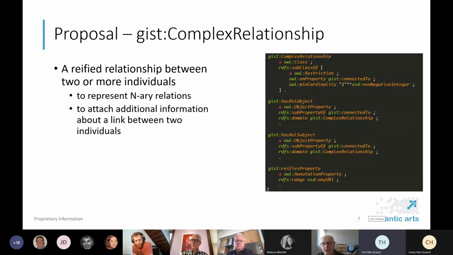And so we come to the proposal in that issue, which is that we have a reification between two or more individuals where we can represent any relationships and attach additional information about the link between the two as a complex relationship, meant to be used in exactly the same sort of way that temporal relation is, so subclassed and worked out for the particular case in hand.